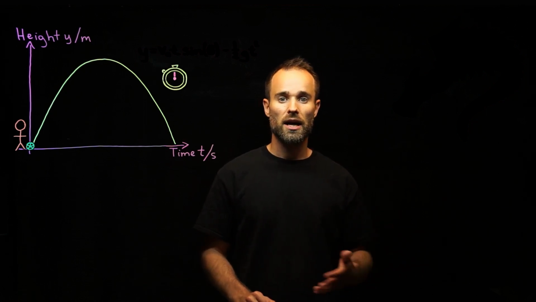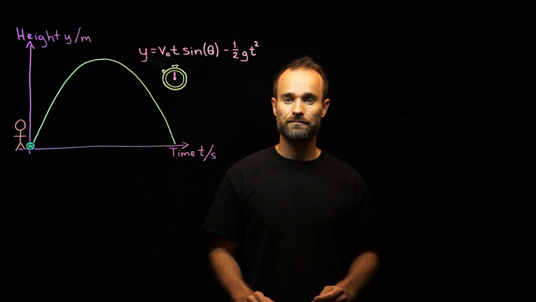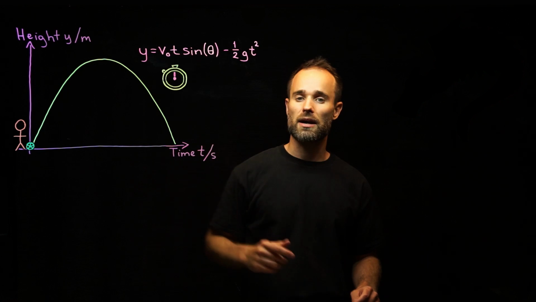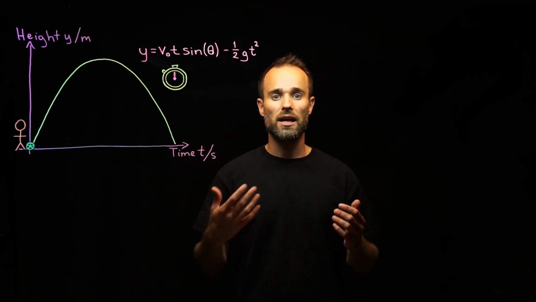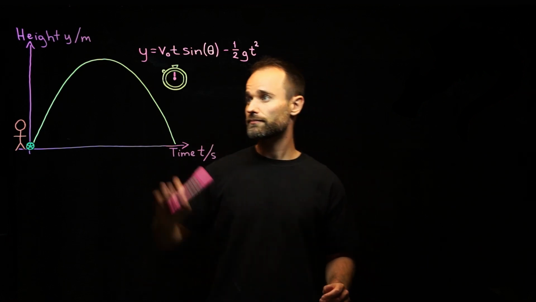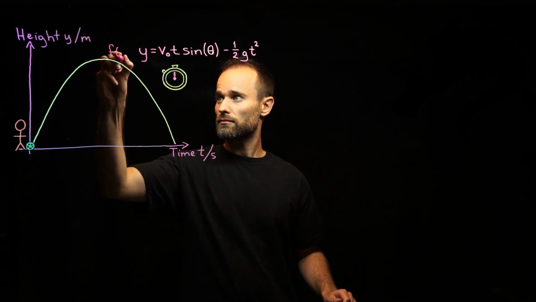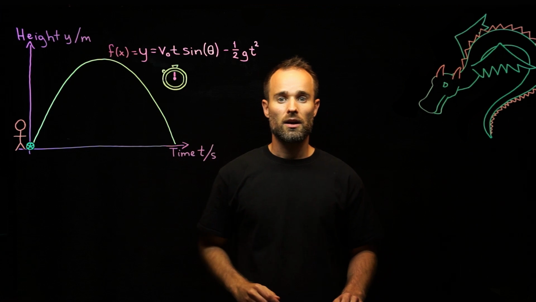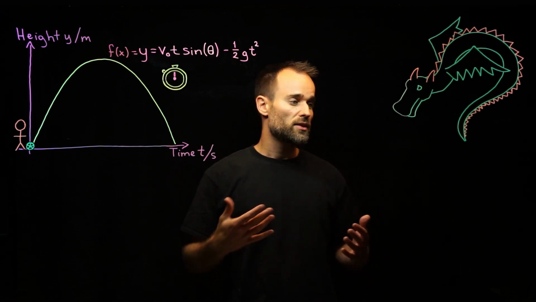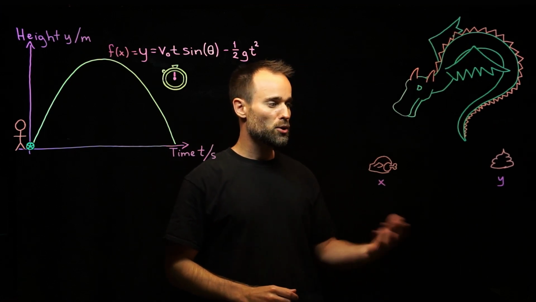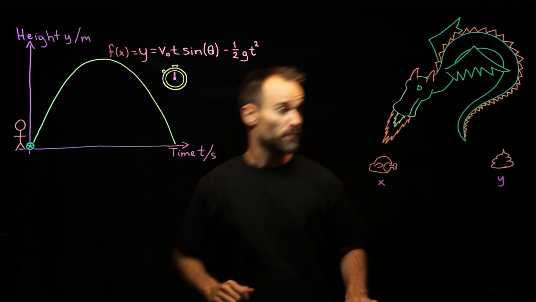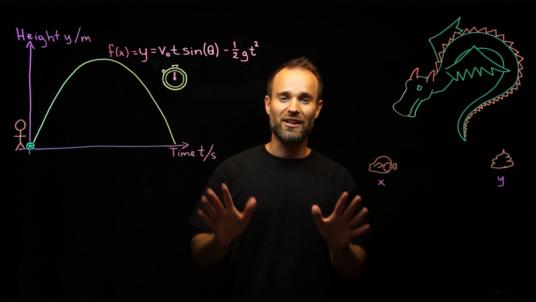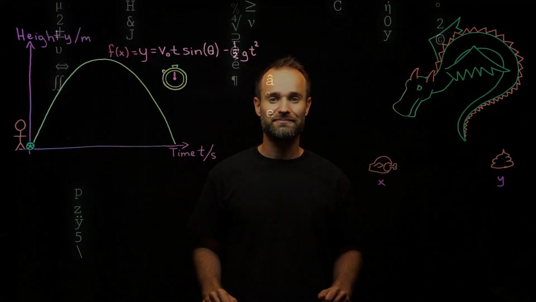Projectile motion has the shape of a parabola. This equation relates the height of the ball to the time after the kick, and it also happens to be a function. Functions are monsters that eat a number x and poop out a number y. Don't worry, they're really not that scary once you get to know them.